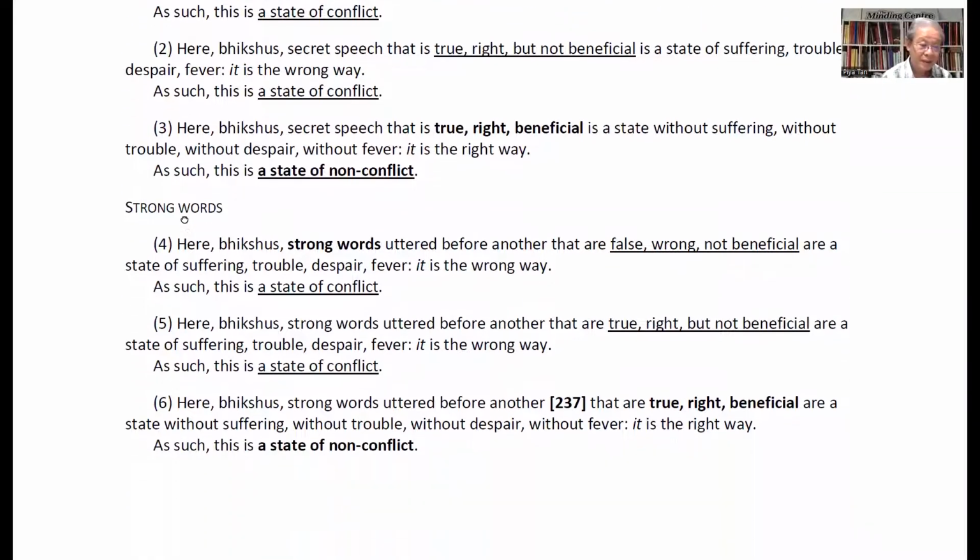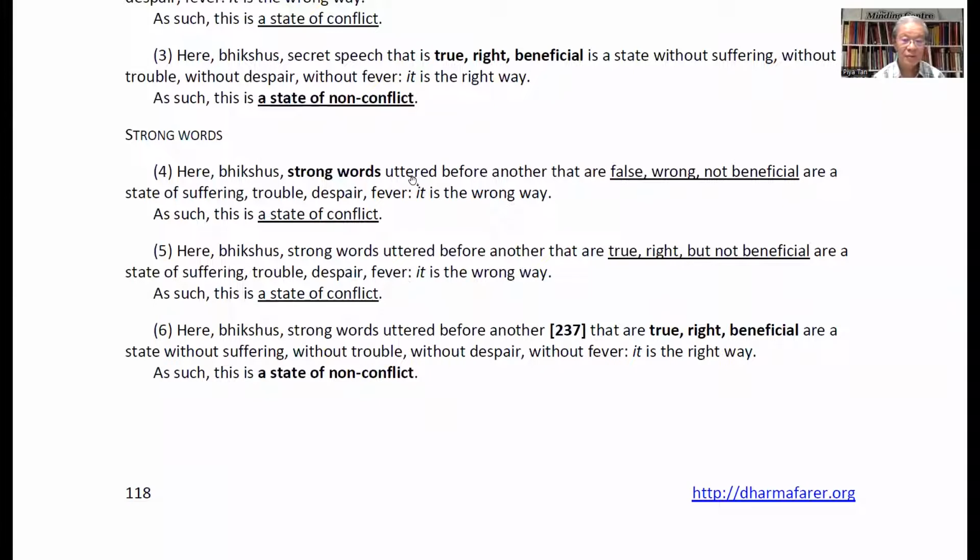Strong words. Here bhikshus, strong words uttered before another that are false, wrong, not beneficial, are a state of suffering, trouble, despair, fever. It is the wrong way. As such, this is a state of conflict. So if it's still a conflict, we should not resort to it, right?